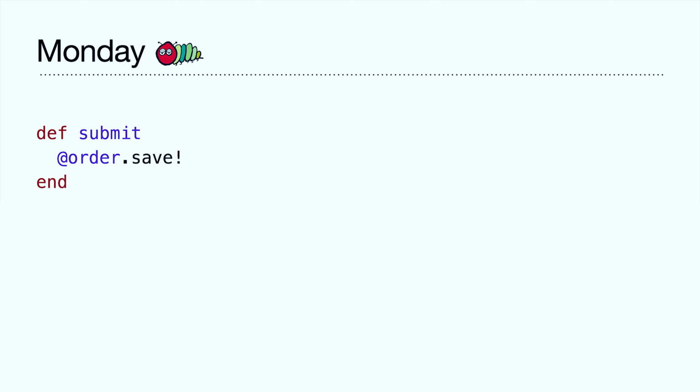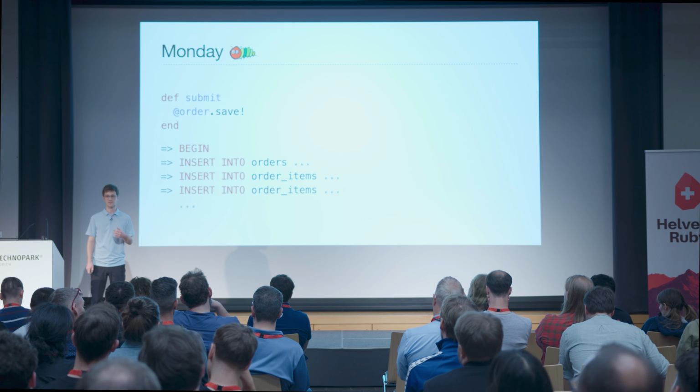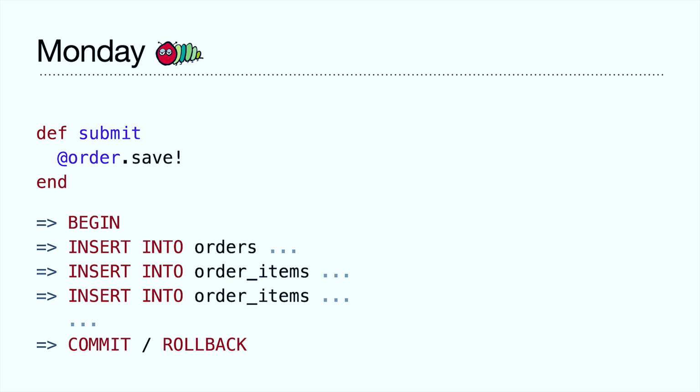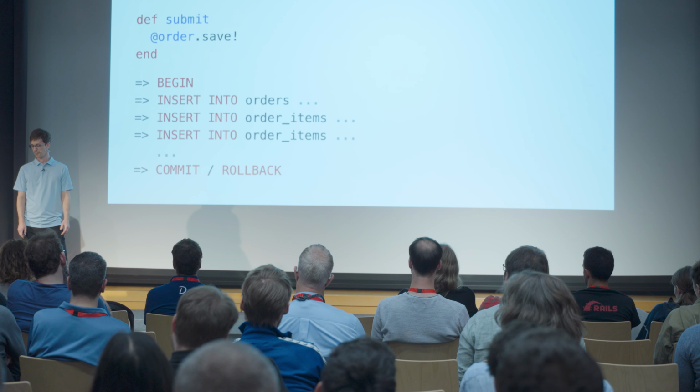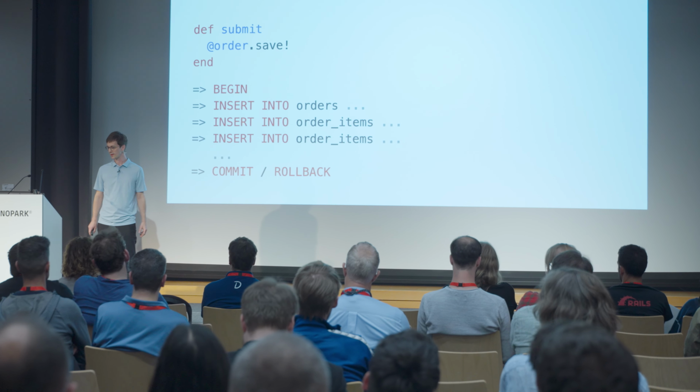Although it's not explicit in the code here, this call to save opens a database transaction. So if we look at the queries involved, first we see a begin statement starting the database transaction. Then it'll insert the orders and some number of order items. And finally, there's a commit if the transaction is successful or a rollback statement if it's not. And this is what a transaction is supposed to look like. It's got a few queries in it and nothing else.